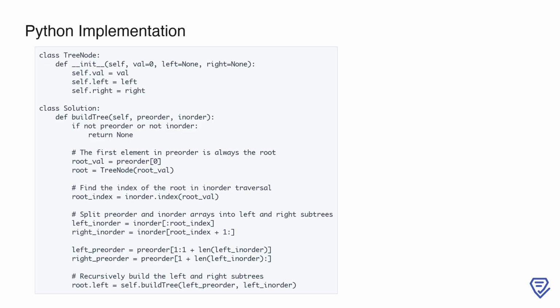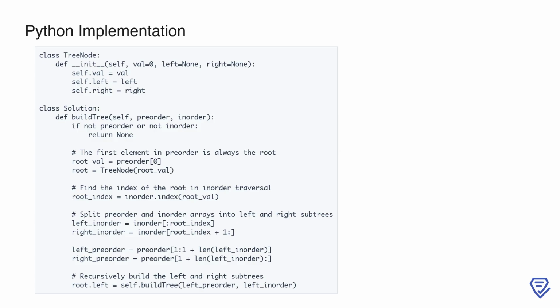To begin constructing the binary tree, we define a tree node class that represents each node in the tree. Each tree node has a value, as well as references to its left and right children, which are initially set to None. Next, within the solution class, we implement the buildTree method. This method takes two inputs, the preorder and inorder traversal lists. The first step in this method checks if either list is empty. If so, it returns None, as there is no tree to construct.